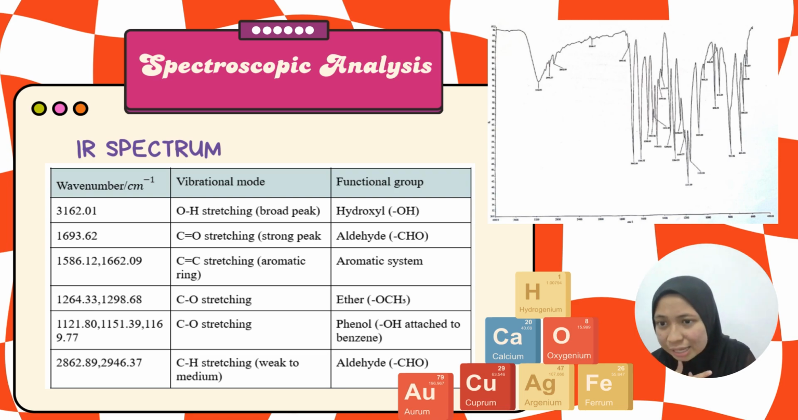And the other peaks that we can observe here are in the region of 1,200 to 1,300 per centimeter, which indicates the C-O stretching of the methoxy. And the last one is around that region also, where we can see the C-O stretch of the phenol attached to the ring.